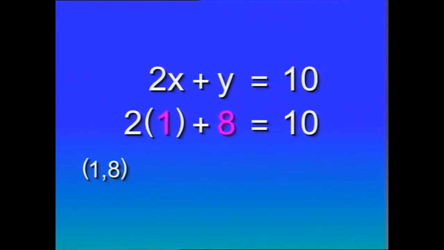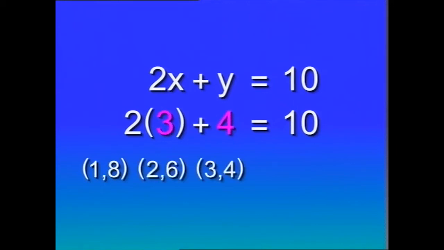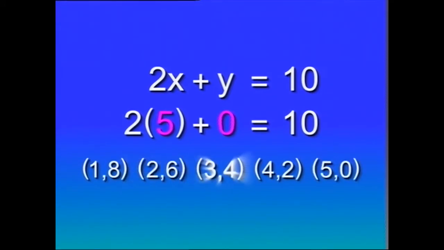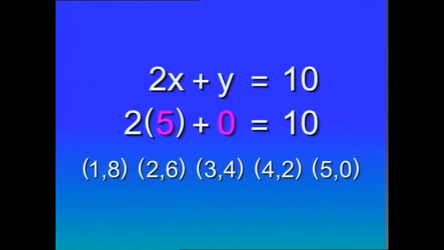Oh, I get it. If x equals 2, y equals 6. X equals 3, y equals 4. X equals 4, y equals 2. X equals 5, y equals 0. Therefore, (2, 6), (3, 4), (4, 2), and (5, 0) are all solutions of the equation. So there are many solutions for my equation. Yeah, but that's not everything. Let me show you something else.